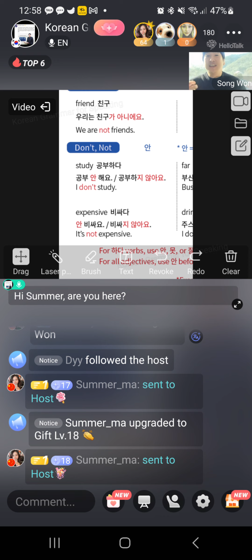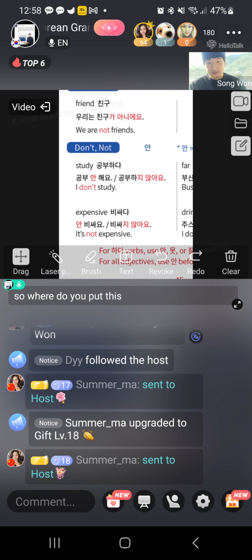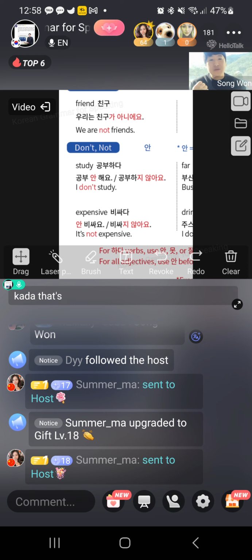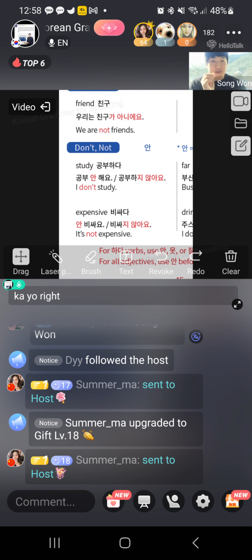All right. Something that you don't is 안. Please memorize this 안. Okay. So where do you put this 안? That's important. So we should know how to conjugate present tense before we study this. I mean, 가다. That's the word to go. So if you want to say I go, then you have to conjugate 가요, right? So 가요. So that's the verb, right?